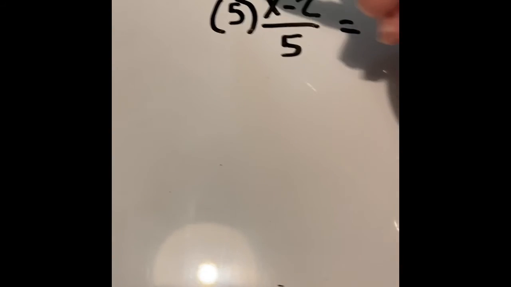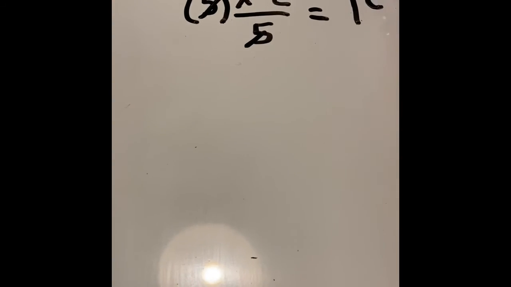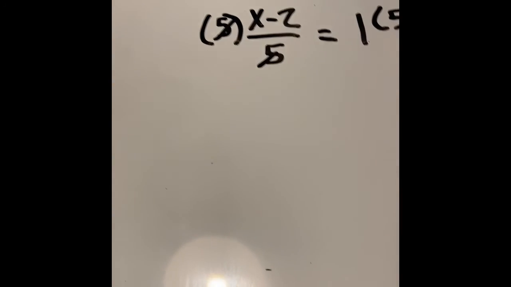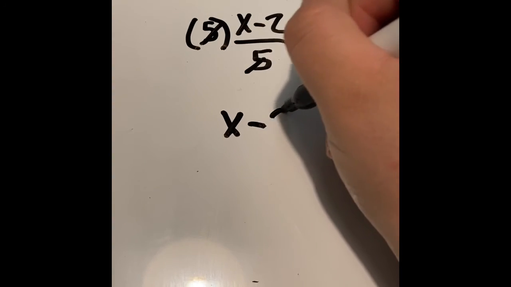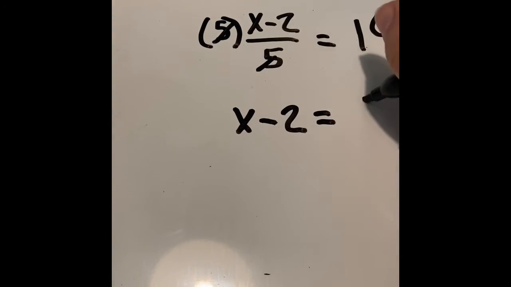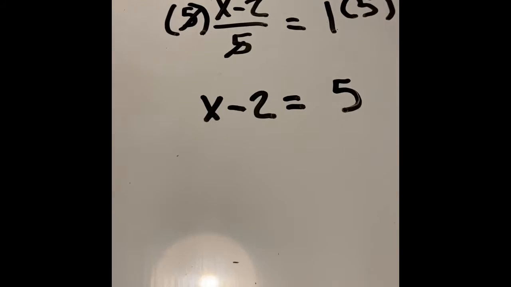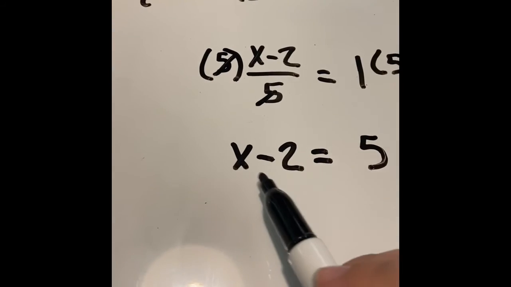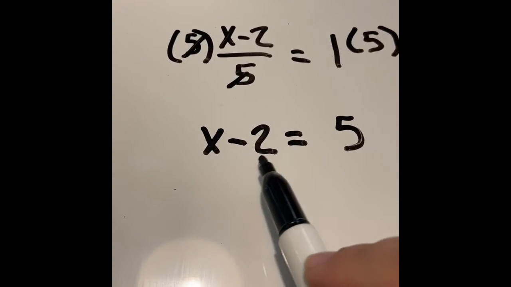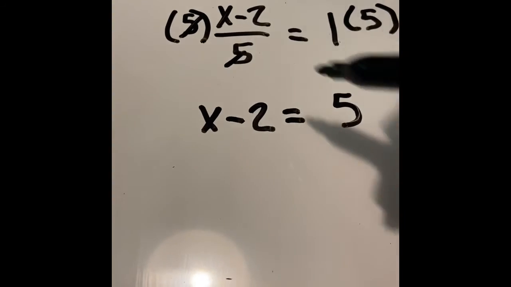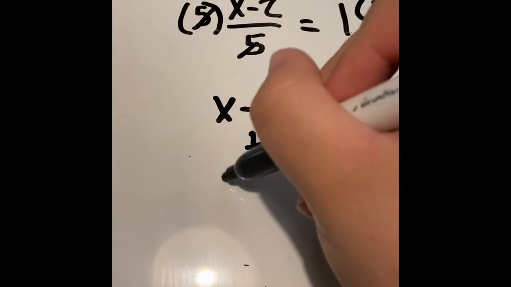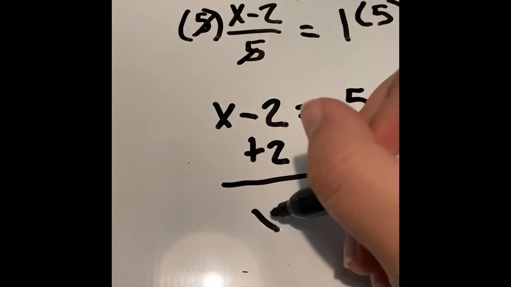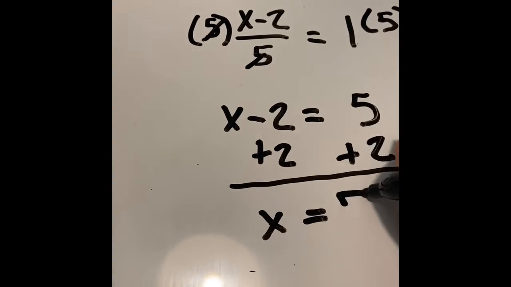And then these 5s cancel out here. Don't forget to multiply 5 on the other side. Okay? So now we have x minus 2 equals 5. And then we're just back down to a simple one-step equation. So the inverse operation of subtracting 2 is adding 2. So we're just going to add 2, and add 2. All right, and then x should equal 7.